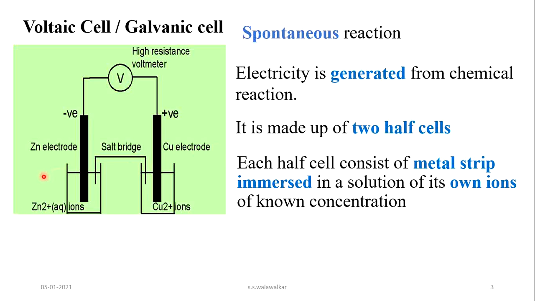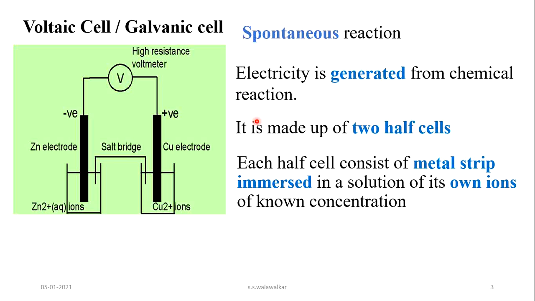So two half cells are there in galvanic cell. Here in this diagram, zinc electrode, that is zinc metal strip, is dipped in zinc ion solution. It forms one half cell, and copper electrode dipped in copper ion solution, it forms the another half cell. So remember here, there may be a question like this: explain the construction and working of galvanic cell.